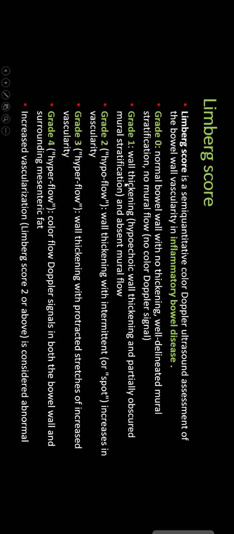Grade 1 means there is bowel wall thickening, but the blood flow is not much. There is absent blood flow, only thickening. That is grade 1. Grade 2: there is hypoflow, wall thickening with intermittent spots suggestive of increase in vascularity. Grade 3, hyperflow: wall thickening with protracted stretches of increased vascularity. Here there are spots and protracted stretches of blood flow channels. Grade 4 is hyperflow: color Doppler flow signals both in the wall and in the surrounding fatty tissue. This is grade 4. So increased vascularization, that is Limburg score 2 and above, is considered abnormal. Grade 0 to 1 are not very significant.